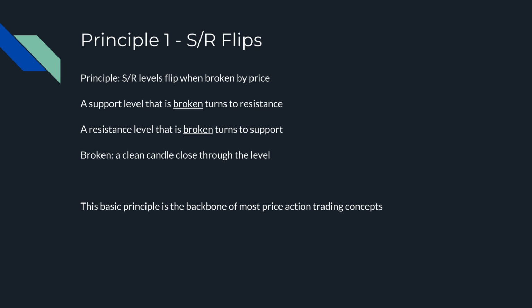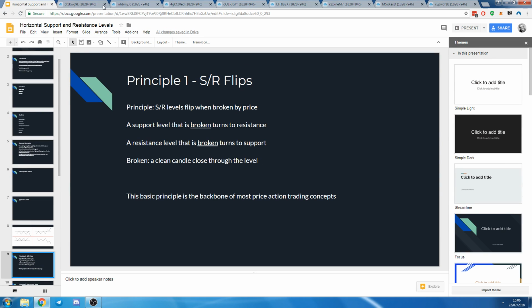And this brings us nicely to principle 1 of SR flips. And that principle is that support resistance levels flip when they are broken by price. Okay, so what does that actually mean? It means that a support level that is broken turns to resistance, and a resistance level that is broken turns to support. So we can use the same levels or the same structures for both buying and selling under the appropriate circumstances, right? Which will be clear in a second. And by broken, I mean a candle close through the level. So let's look at some examples to make this really clear.